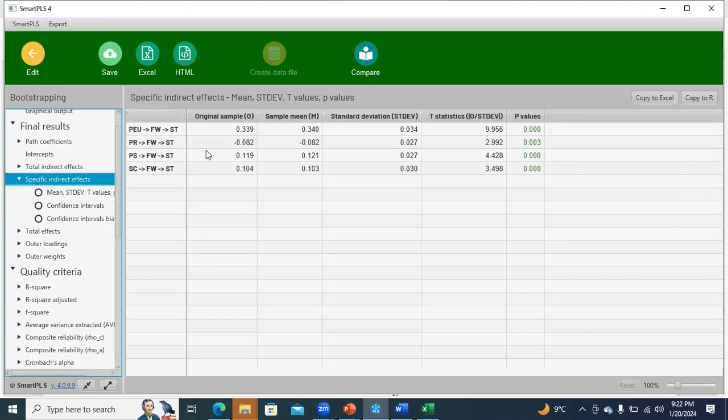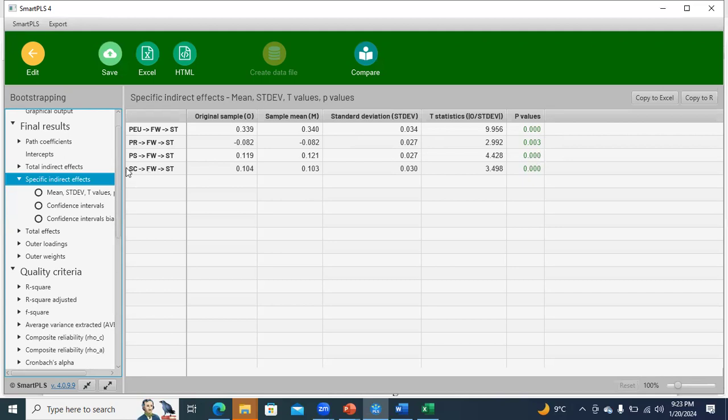You need to click it and you need to see here that PEU mediated through FW impacting ST, there is a positive and significantly mediating impact. You can see FW is impacting PR on ST. Still, this impact is negative and it is significant. You can also see FW as a mediator between PS and ST. It is positive and it is statistically significant.